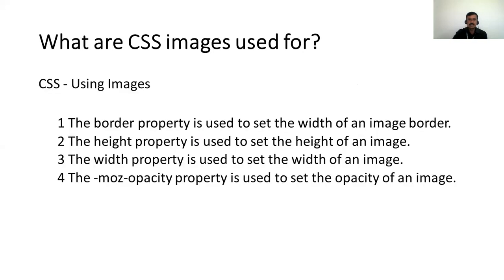What is CSS images used for? CSS images are used in four ways. The border property is used to set the width of the image border. The height property is used to set the height of the image. Similarly, the width property is used to set the width of the image. The opacity property is used to set the opacity of the image, for example on mouse over. These are the four uses: the border, height, width and opacity properties.